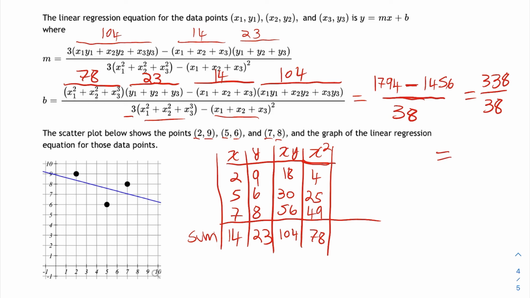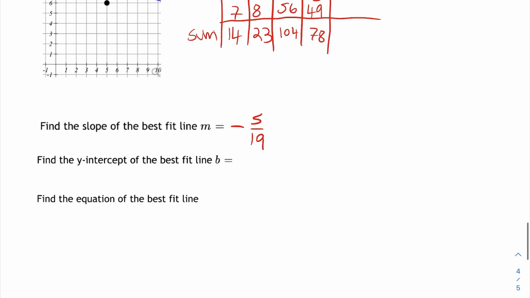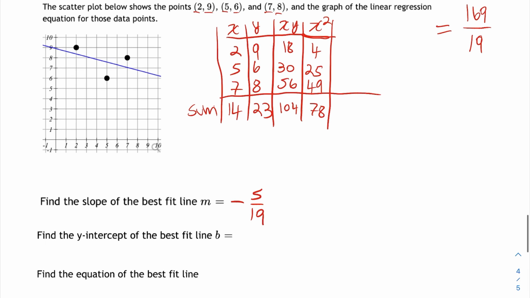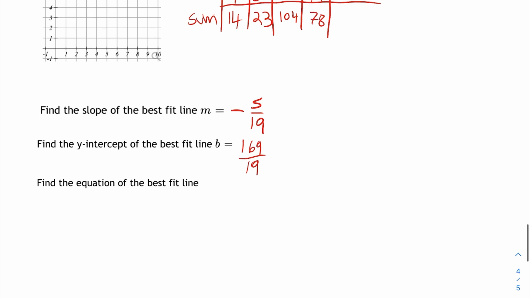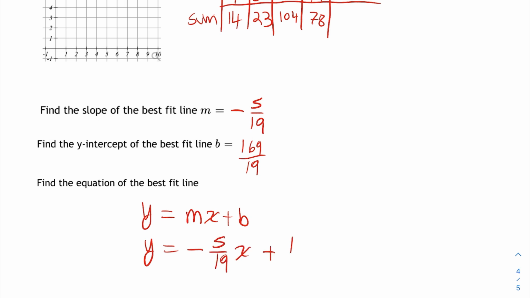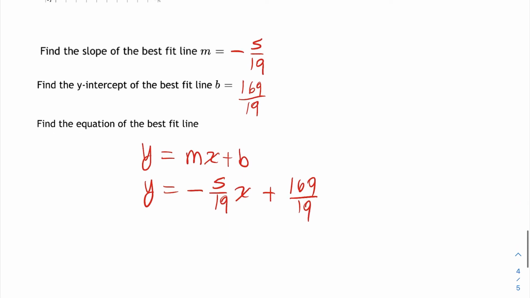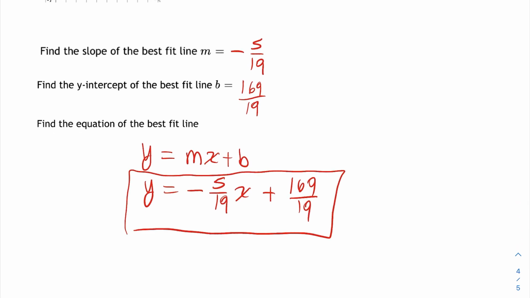So let me see. I can reduce that by dividing the top by 2 to get 169, and dividing the bottom by 2 to get 19. So that now I found the y-intercept of the best fit line to be 169 over 19. And now I'm ready for the equation of the best fit line. In slope-intercept form, y equals mx plus b, the equation of the best fit line would be y equals negative 5 over 19x plus 169 over 19. And there it is. That is the best fit line.